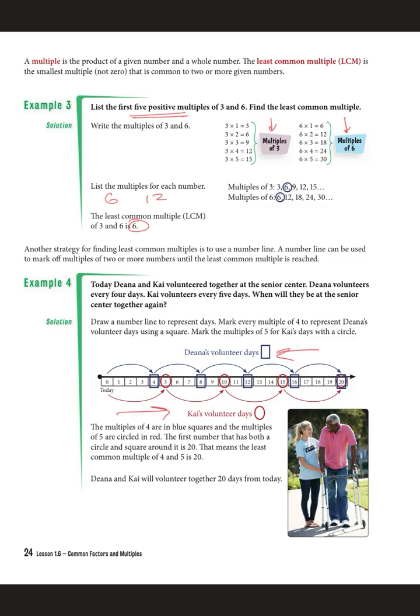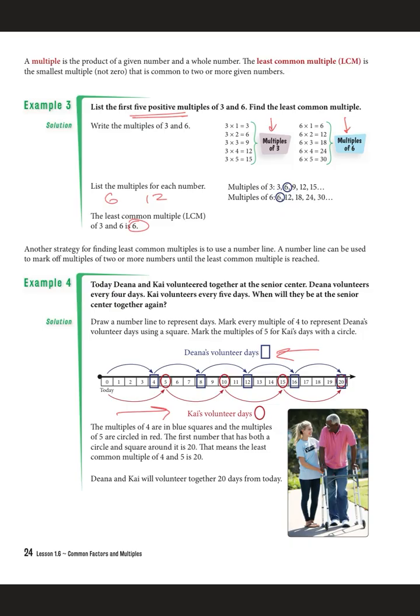The top part of the number line represents Deanna's volunteer days, and the bottom part represents Kai's days. With Deanna's days, they're going up by 4. So 0, 1, 2, 3, 4 square. And then 1, 2, 3, 4, 8. 1, 2, 3, 4, 12. 1, 2, 3, 4, 16. And then 1, 2, 3, 4, 20. They do the same thing with Kai's days, but they go up by multiples of 5. So 5, 10, 15, 20.